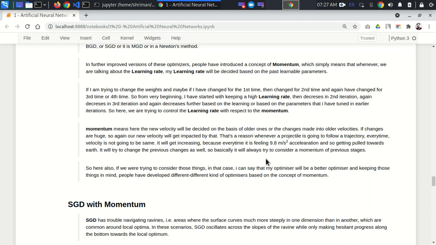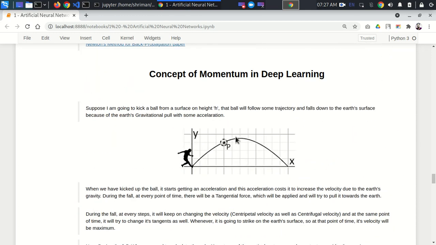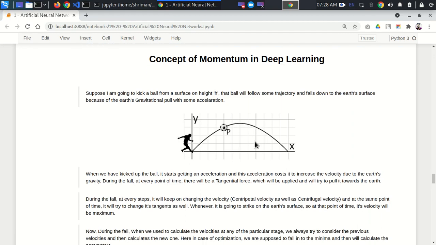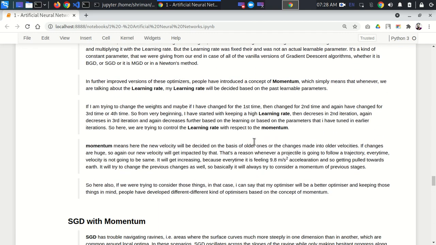So see guys, whenever this particular object starts from this particular point and comes down towards the earth, at each and every point its tangential force is getting changed, tangents are getting changed, right? Centripetal force, centrifugal force is getting changed, velocity is getting changed. At each and every point it is going to feel 9.8 meter per second square acceleration, and in that way its velocity keeps increasing and increasing due to this acceleration. And the same thing I am trying to do here in the momentum.